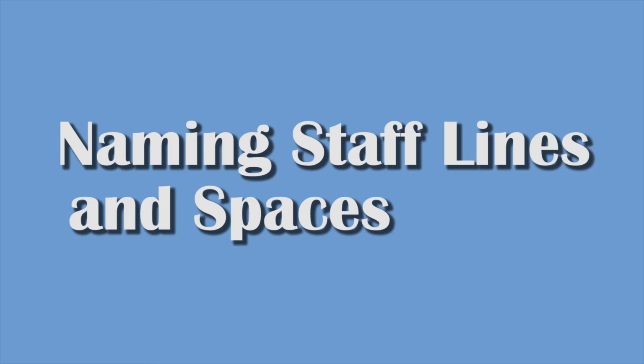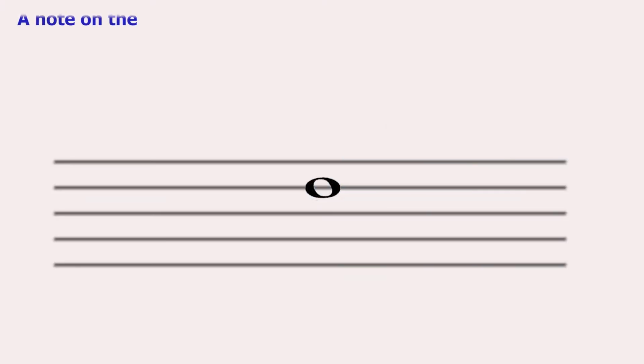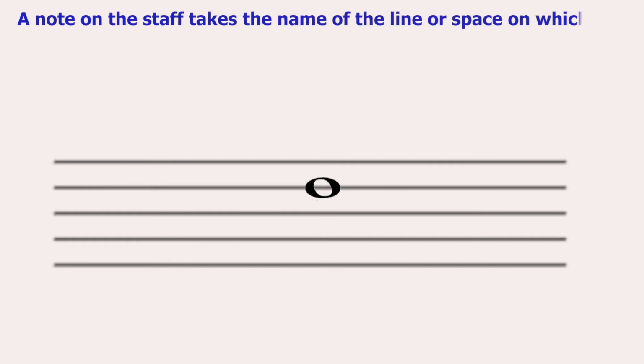Musical notes have their own names depending on their shape and other things, and the names indicate their duration. This will be covered in a future lesson. However, when notes are written on the staff, they take on the name of the line or space on which they are written.